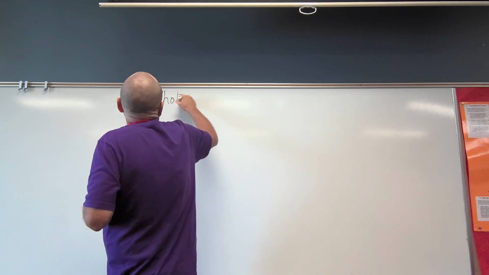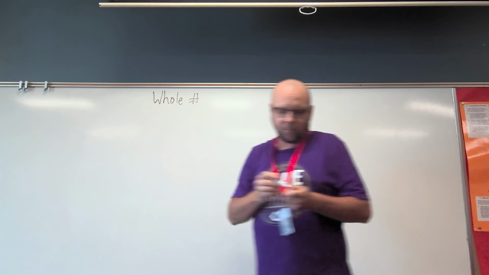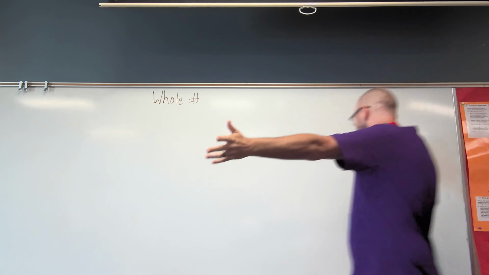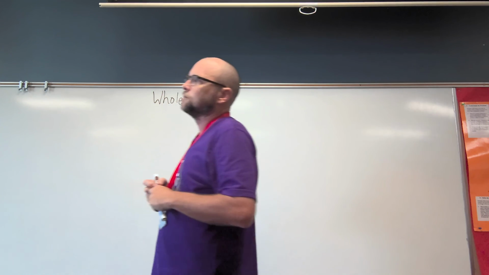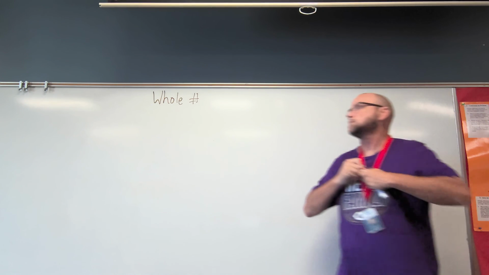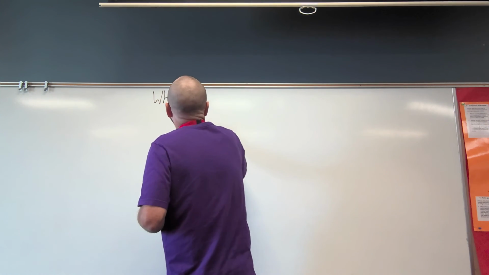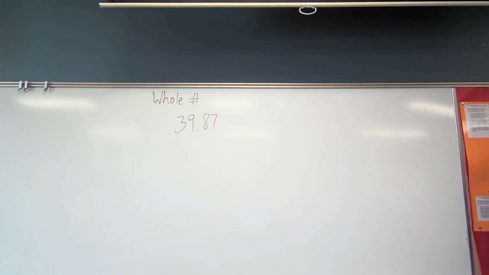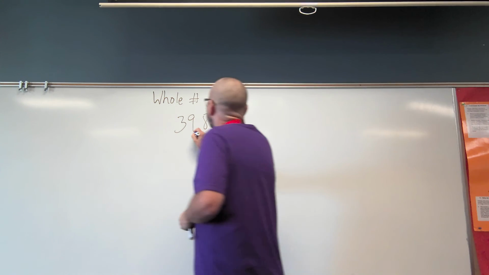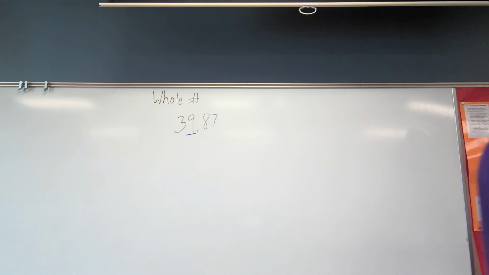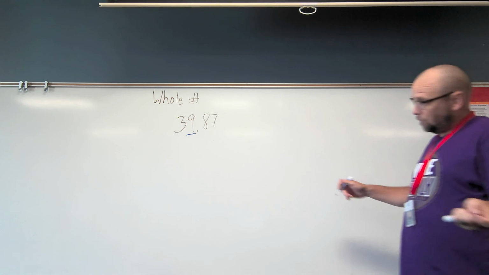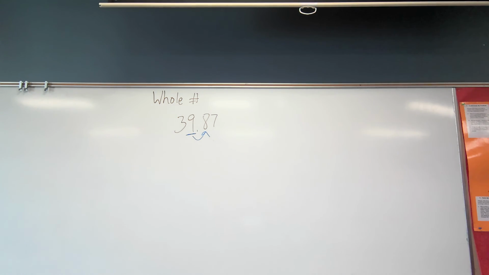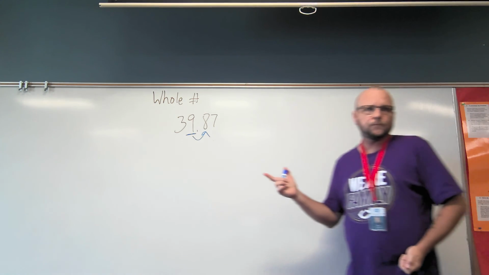If we start with rounding to the nearest whole number, what place value is the nearest whole number in? Ones place. Good. So if it asks you to round to the nearest whole number, you round to the ones place. So, for example, if I had 39 and 87 hundredths, what number is in the ones place? The 9. The 9 is the number we're either going to add 1 or 0 to. We don't know until we look at the number behind it. The number behind it is greater than 4. Which means we do what to the 9?